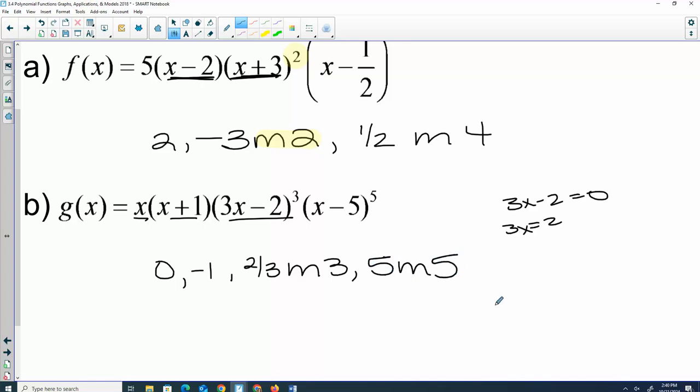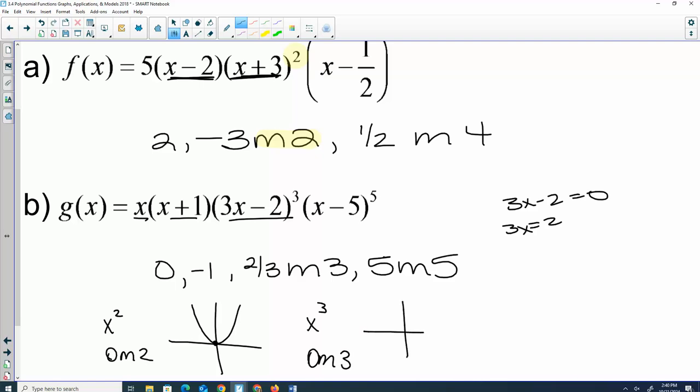Okay. So I want to mention what this is going to do to the graphs. I've been telling you multiplicities are important. Here's what happens. If you think about x squared, what's the only 0 of that? 0 with a multiplicity of 2. When you graph a parabola, what happens at 0? It touches and bounces off, right? If you think about x cubed, what's my 0? Just 0 with a multiplicity of 3. When you look at that graph, what happens at 0?